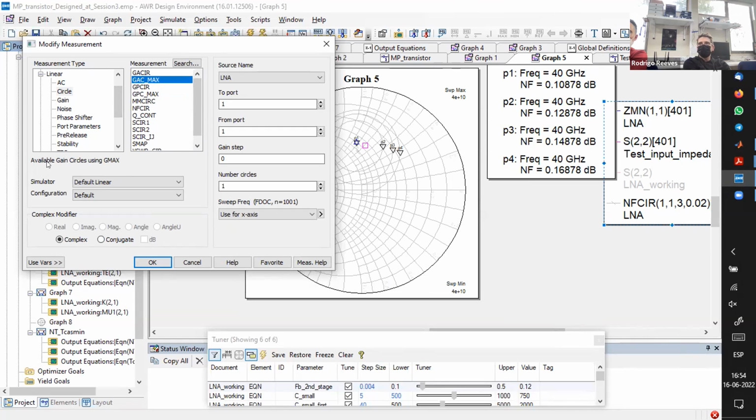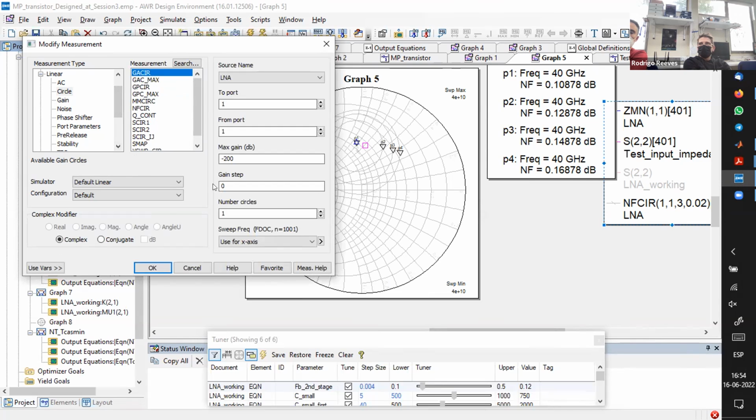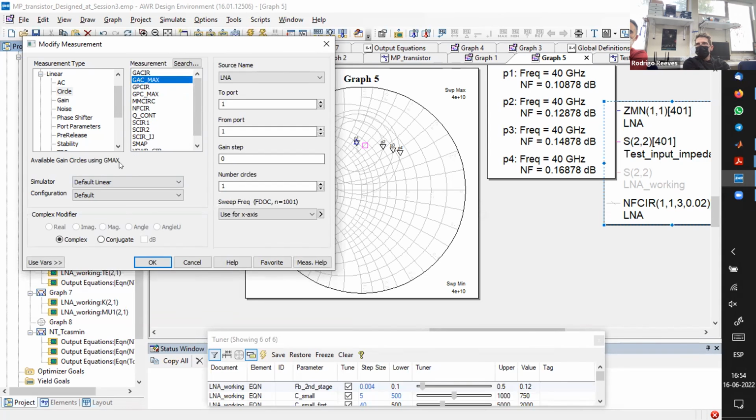That is for the input. Available gain circle, which is Gmax. Is it referred to Gmax? Okay, so I think this is using Gmax. Yeah, I think it will put the center point and then you again make steps, gain steps around it. So that would be the 0.3 that I told you. Let's see if it works. And this is the LNA itself.